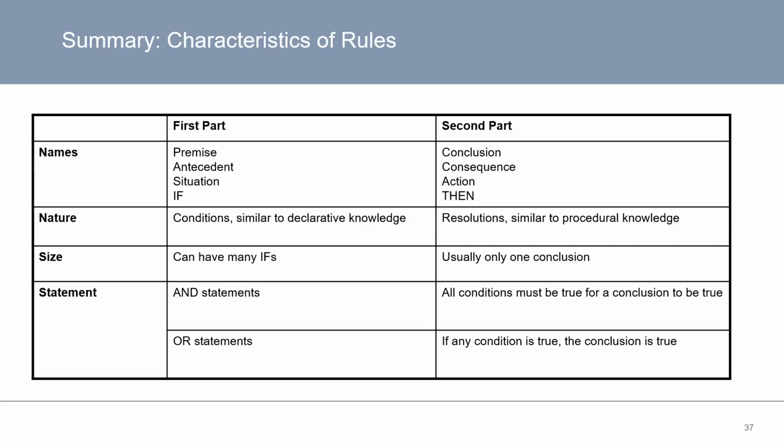And in terms of statement, we have the two most common kinds of connectors found in rules, and or, where in the case of ands, all conditions must be true for the conclusion to be true, but for ors, any of the conditions being true will lead to the conclusion being true.